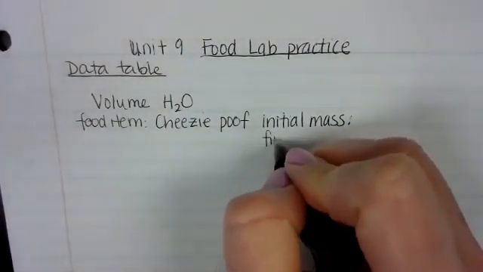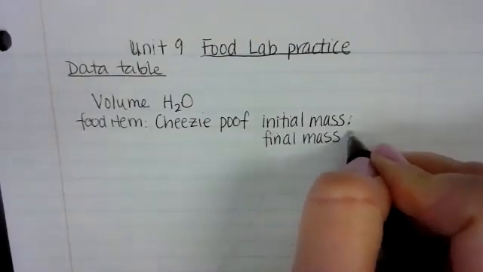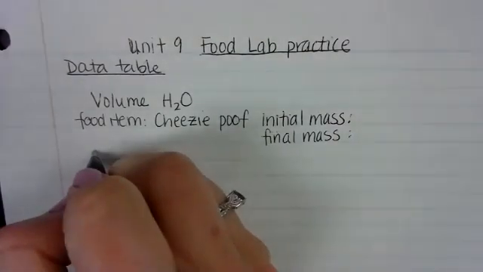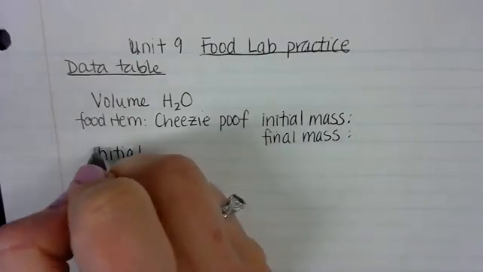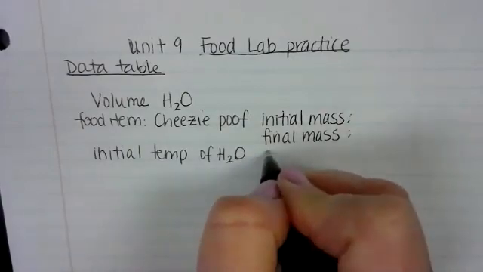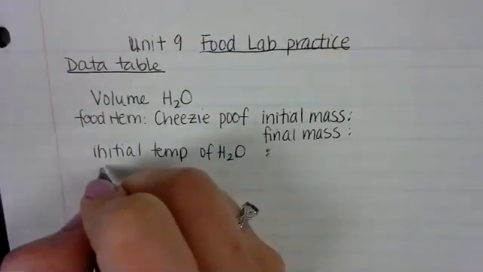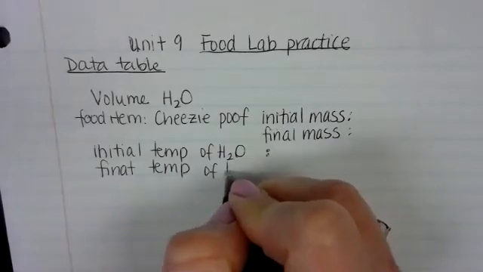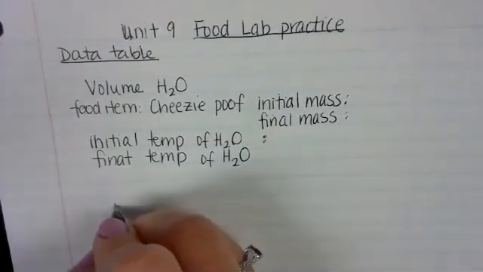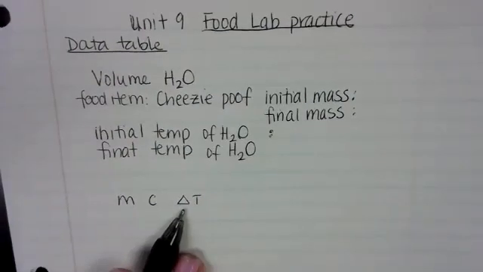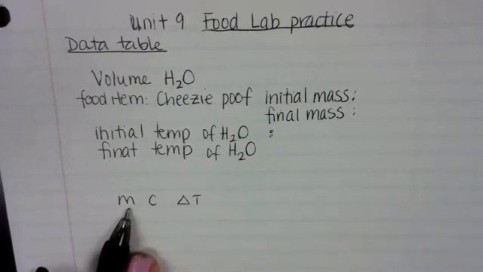And I need my final mass. I also need to take temperature of the water. So I need my initial temperature of the water in my calorimeter, in the device, in the pop can. And I need my final temperature of the H2O. Remember, we need to solve in our lab MC delta T. So it's really important to take the before and after temperature. And we need the mass, which in this case, because it's in the calorimeter, we're going to use the mass of the water.